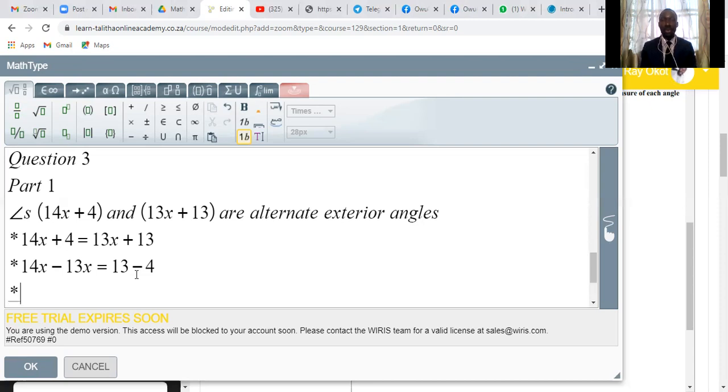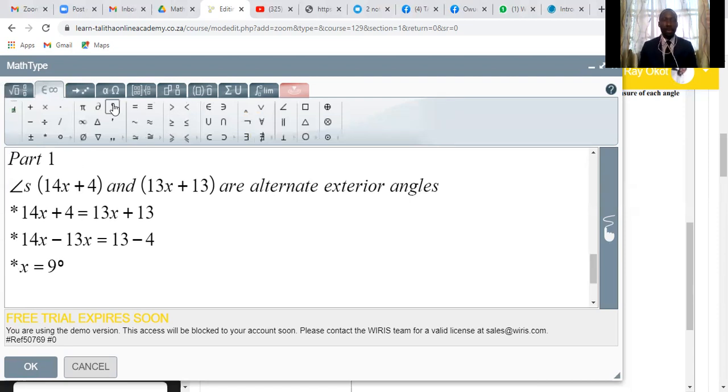In the next step, 14x minus 13x will reduce to x, because 14x minus 13x is x. It's like saying you had 14 oranges, and a friend requested and you gave out 13 oranges. Of the 14, you gave out 13, so what do you have? You just have one orange. An orange in this case is represented by x. On the right-hand side, we shall have 13 minus 4, which is 9 in degrees.